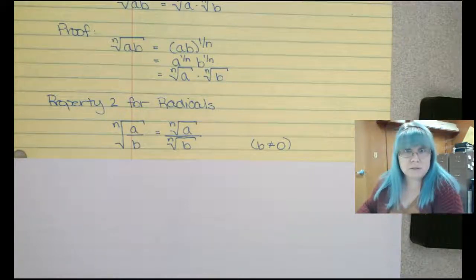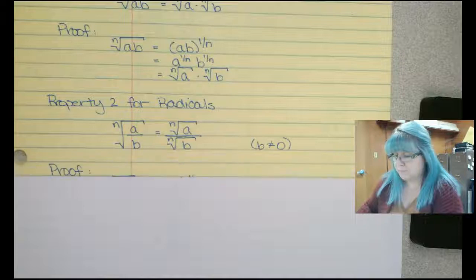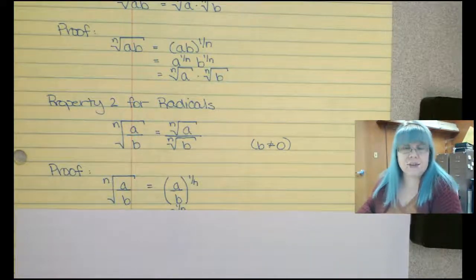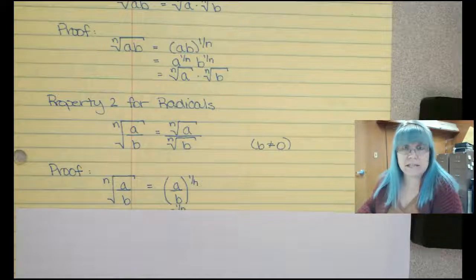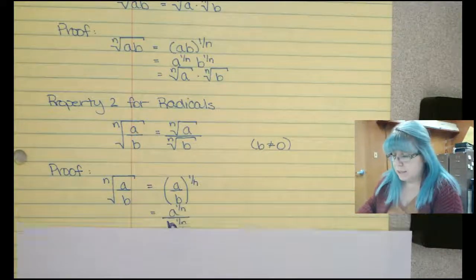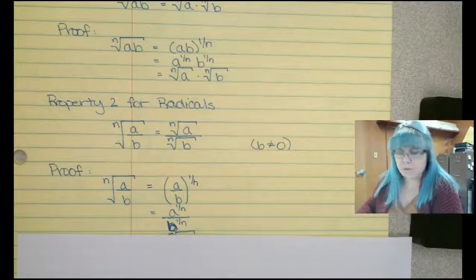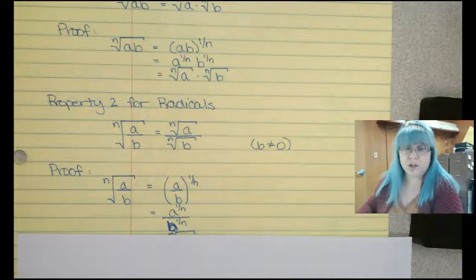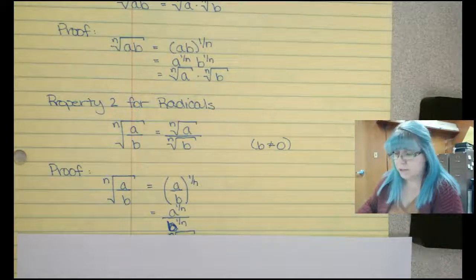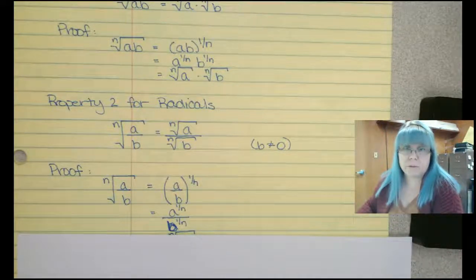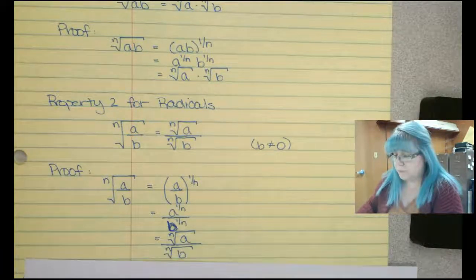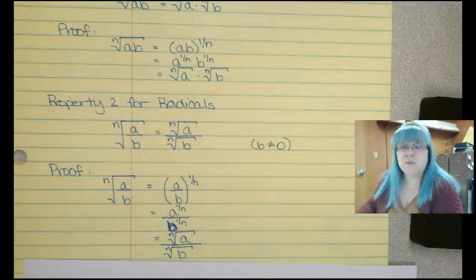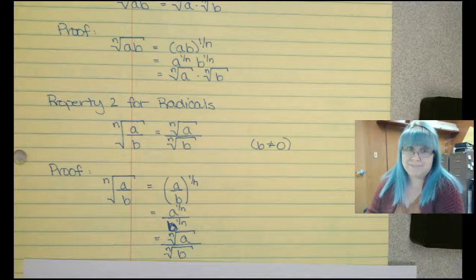It's very similar to the proof for the first property. The first thing is to write your exponent as a fraction. So the nth root of A over B will be A over B raised to the 1/nth power. Then, using our exponential rules, we give that 1/nth power to both the numerator and the denominator. So A to the 1/nth all over B to the 1/nth. But then rewriting it in radical form will be the nth root of A all over the nth root of B.